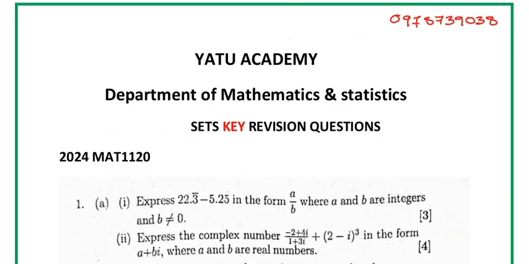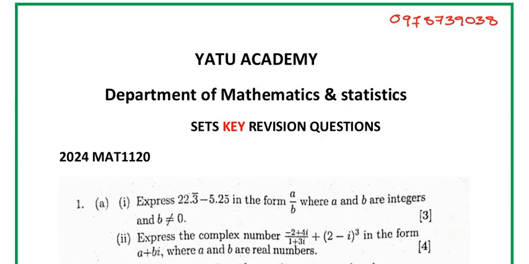So I compiled a few questions from recent papers. So I started with the 2024 paper. So the first question here is saying, express the 22.3 minus 5.25 in the form of a over b, where a and b are integers. This is from the 2024 Math 1120 exam.